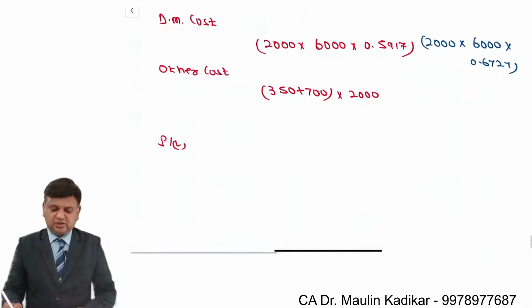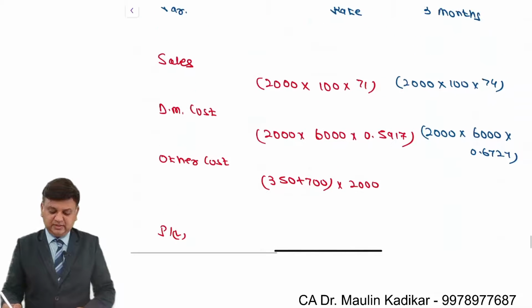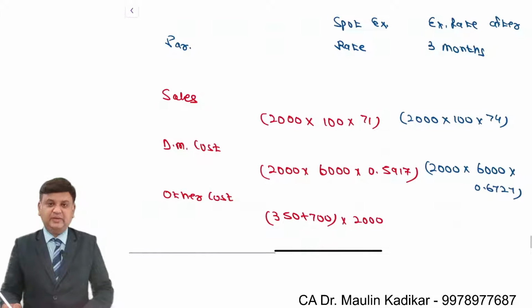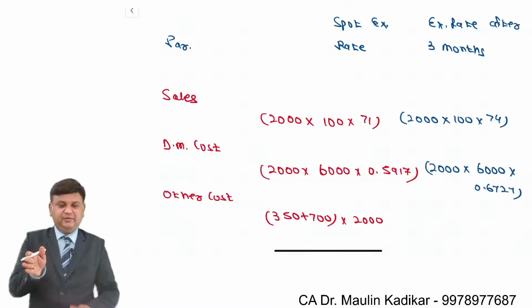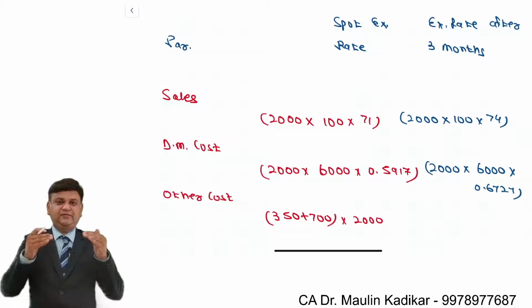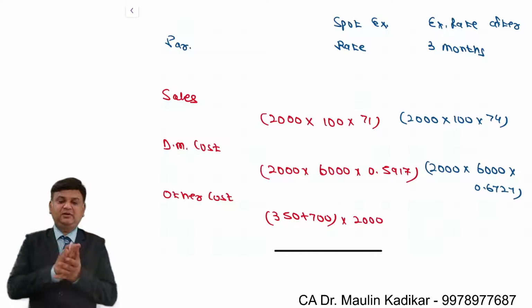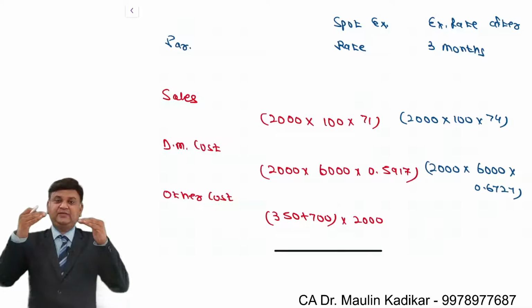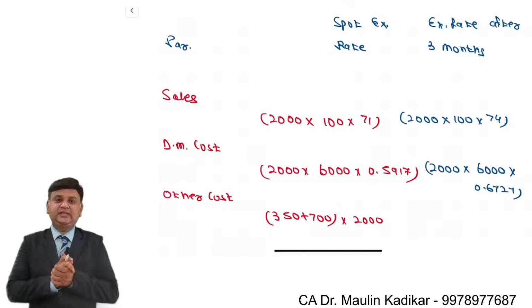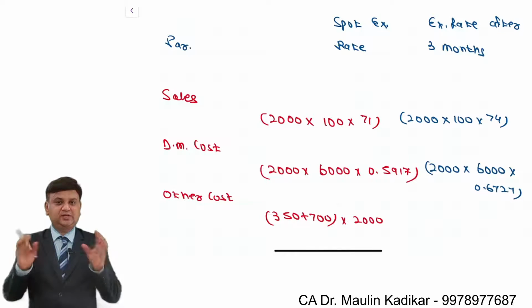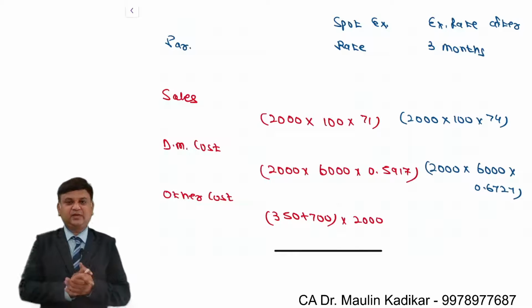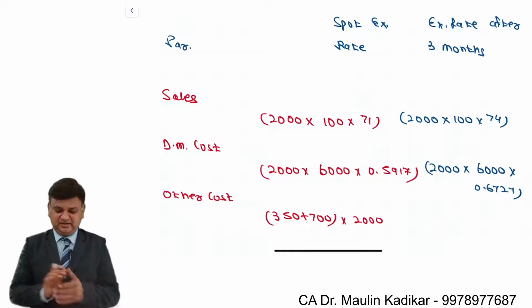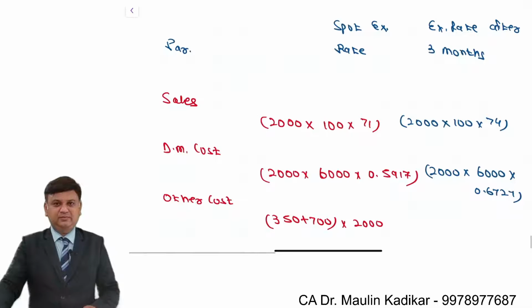Next is the overhead cost, that is going to remain the same, and with that the profit or loss will be calculated. New profit minus existing profit. If there is an increase in the profit, then there is profit due to transaction exposure. If there is a reduction in the profit, then it is loss due to transaction exposure. This is the way we are required to write the final answer. Please take down the answer from the working.